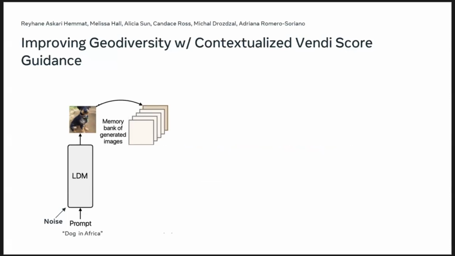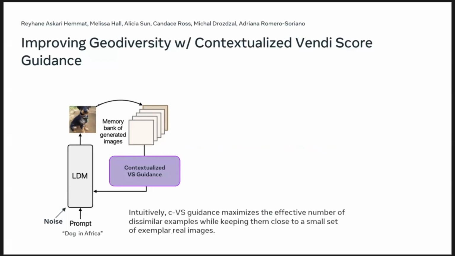Well, first we start with a memory bank of generated images. Every time we get a generation, we add it to this memory bank. Then we use this memory bank to compute the Vendi score, and we use that as guidance. Intuitively, this contextualized Vendi score guidance maximizes the effective number of dissimilar examples. We want to produce samples that are as dissimilar as possible while keeping them close to a small set of exemplar images to ground them to the real data set.